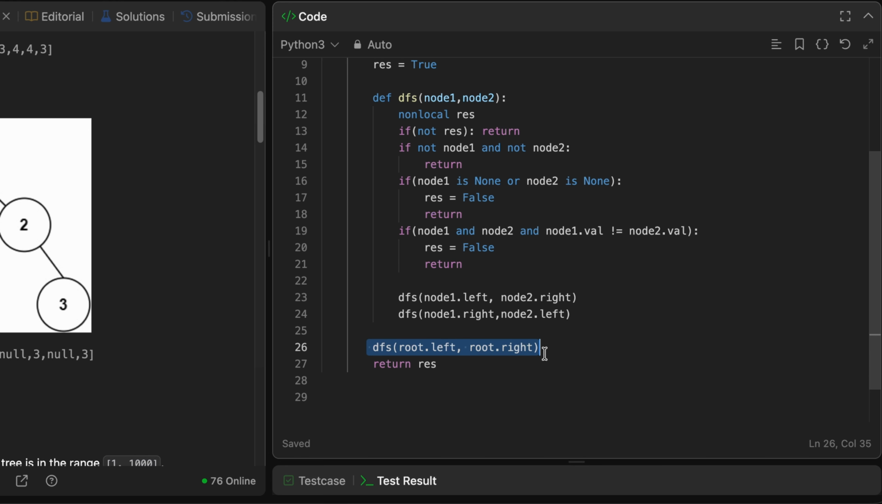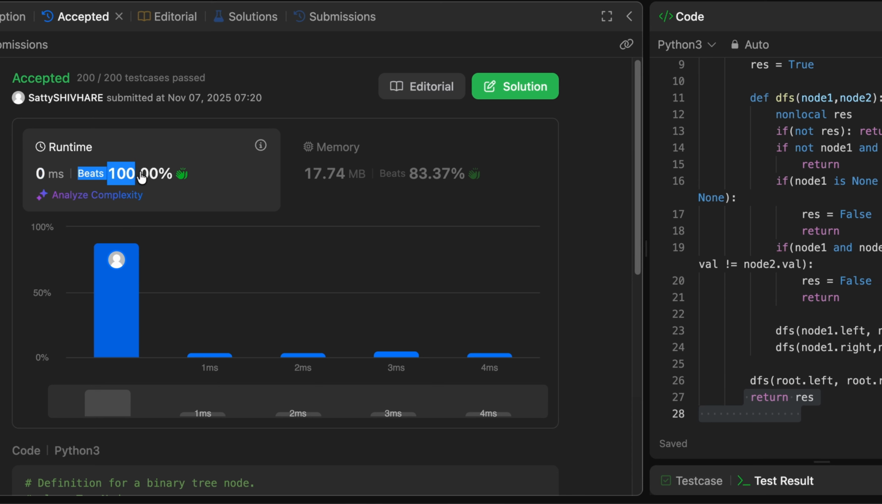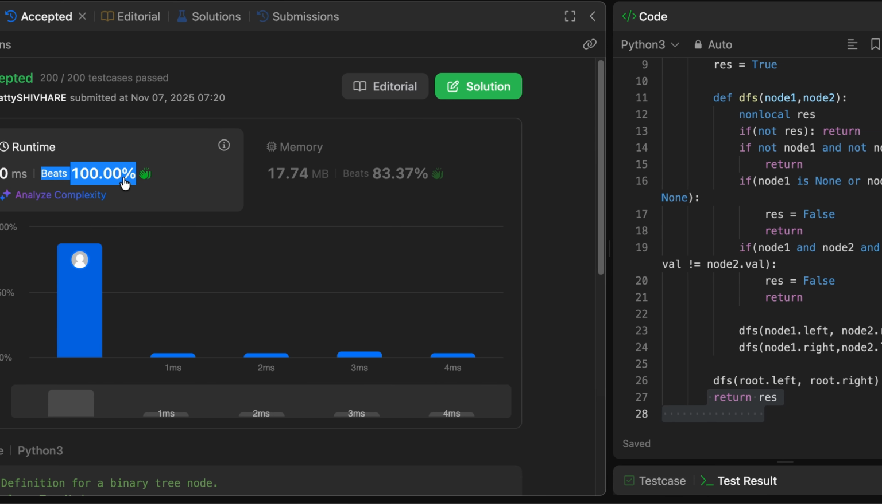Now here I'm calling the DFS for the left node and the right node of this base root, because we are not supposed to check the base root, it is going to be single anyways. Once the entire DFS completes, we know whether the tree is symmetric or not, so we simply return the result variable. Now let us run it and see what happens. Yeah, so it works. Our solution works in 0 milliseconds. It does not take any time. Wow. And it beats 100% of the solutions available on Leetcode.